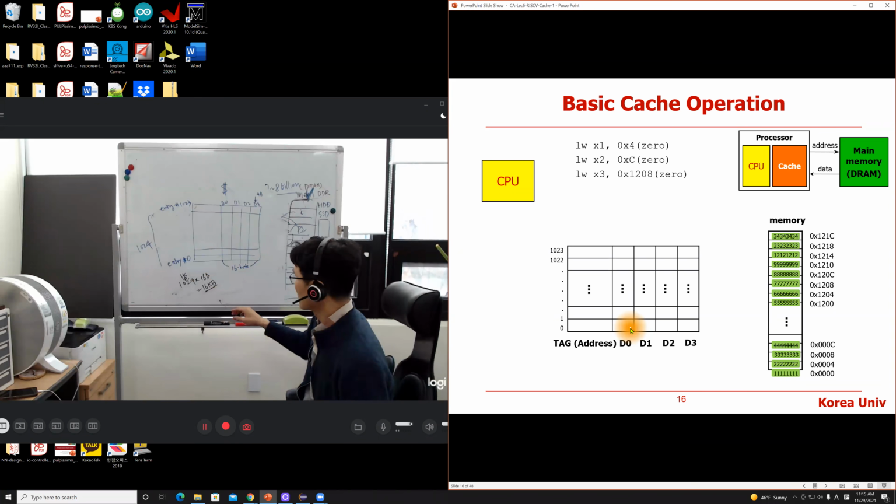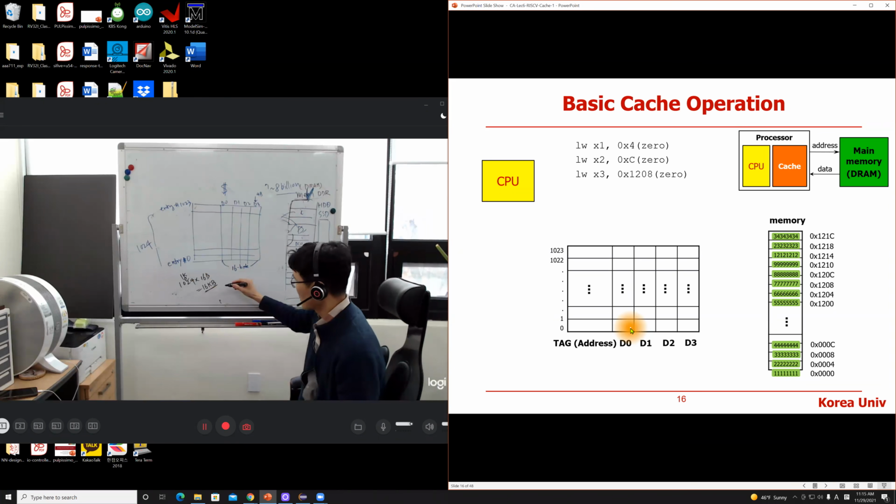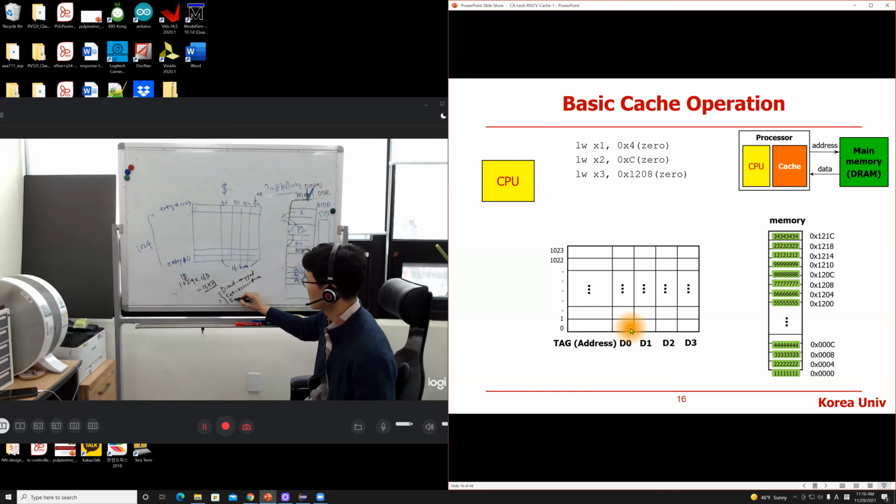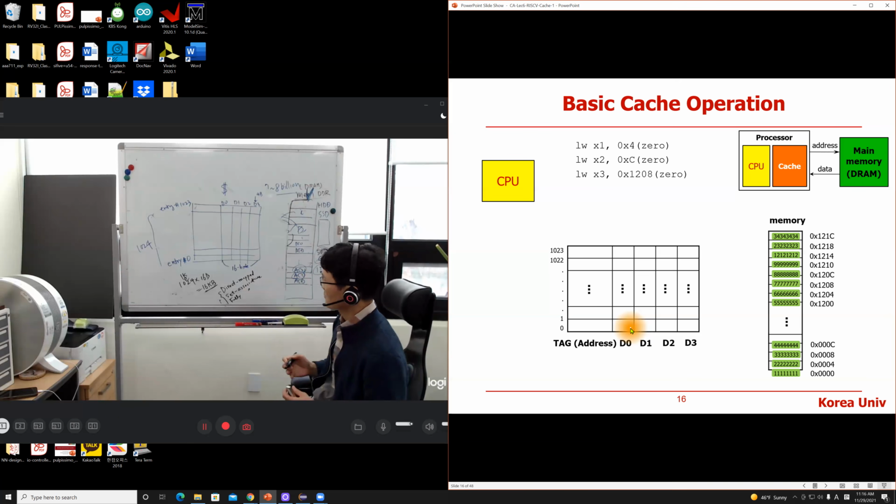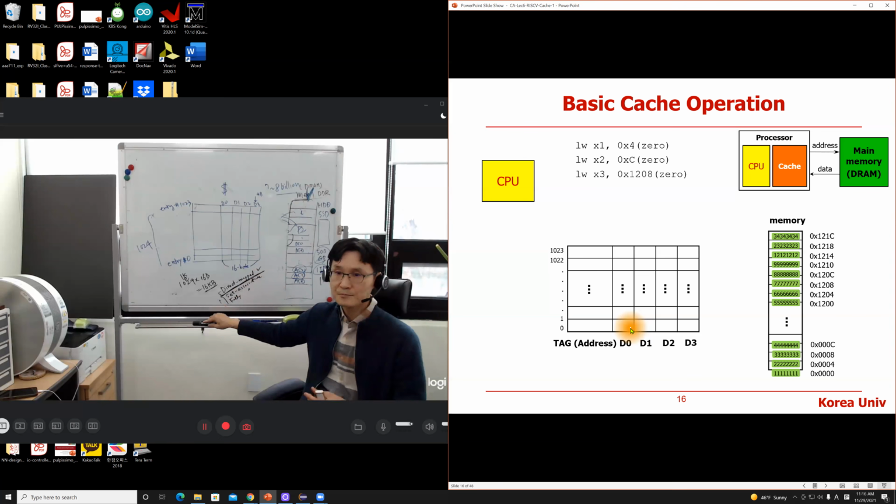Also, this one is called direct mapped cache. Most simple cache structure. Direct mapped. We will talk about that. Okay. There are 3 kinds of cache structure: direct map cache, set associative cache, and fully associative cache. So we are talking about the most simple cache structure, direct map cache.